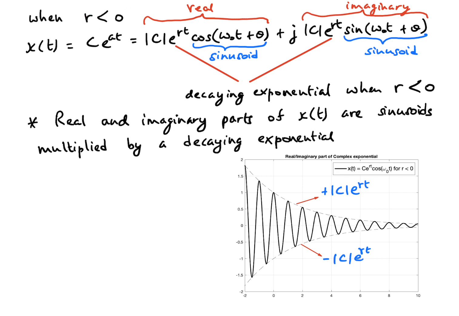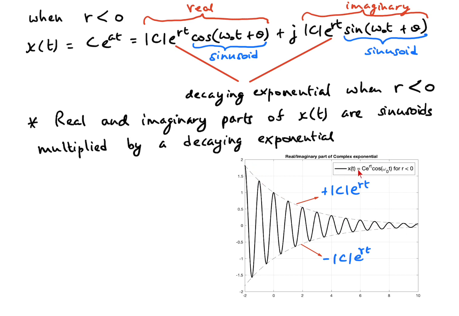So what we see is that with r less than 0, the real and imaginary parts of the complex exponential x of t are going to be sinusoids. We have a cosine here and a sine here, both referred to as sinusoids, and they are multiplied with a decaying exponential. That means the overall amplitude, as t increases, that is as we move forward on the time axis, of this sine and cosine is going to keep on decreasing.